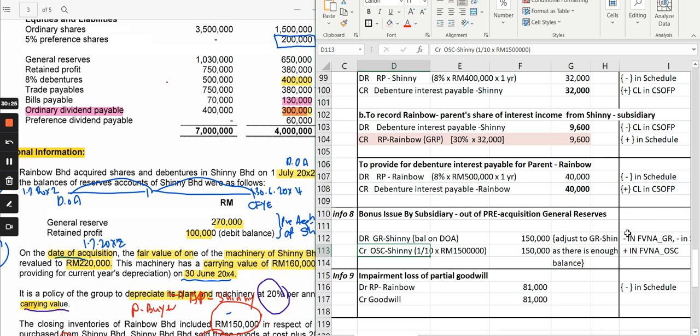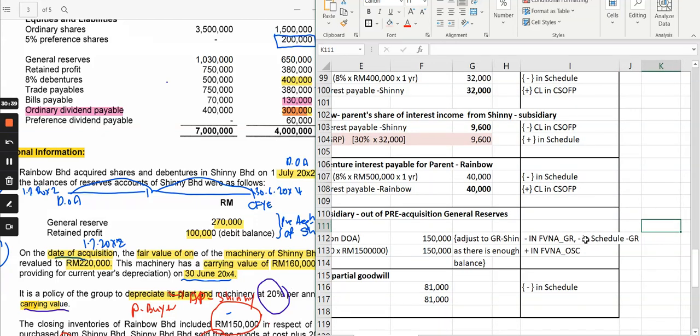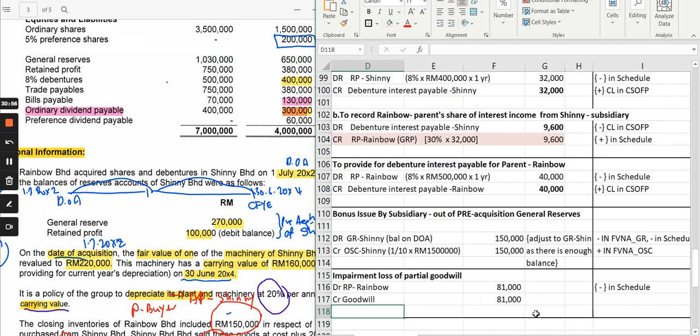When you do this adjustment, it will affect the calculation of your goodwill, because fair value of net assets is one of the items that need to be considered when you are calculating goodwill. So that must be adjusted there. As well, when you prepare your schedule, you also need to show the impact of the bonus issue under the reserve that is being utilized. Remember, this is the general reserve of the subsidiary, so you need to reduce that with the bonus issue of 150,000.